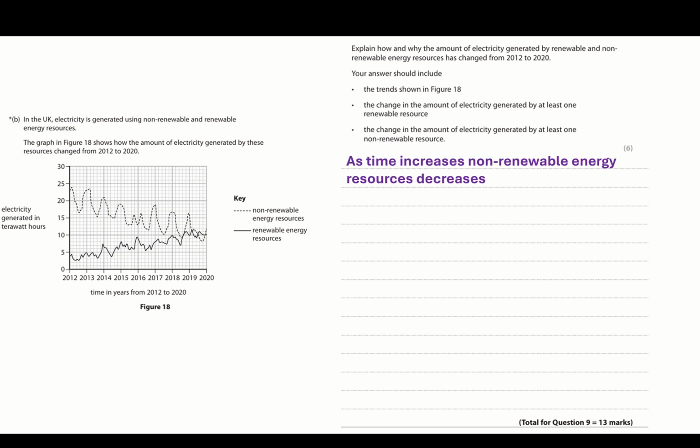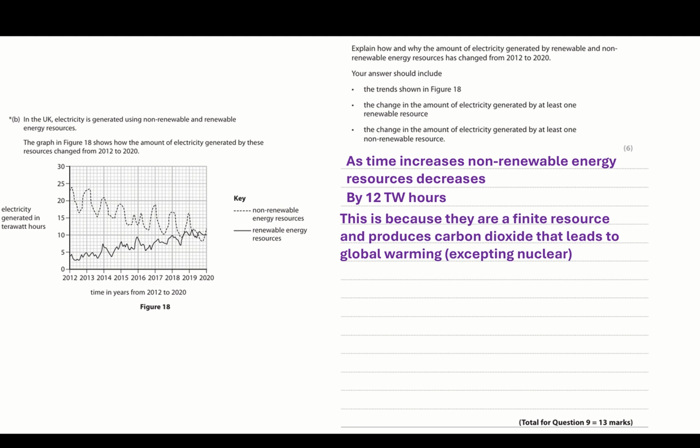So as time increases, non-renewable energy resources decreases. Done. By, and then tell the examiner the amount. So by 12 terawatt hours over, is that 8 years? This is because they are finite resources and they produce carbon dioxide, which leads to global warming. Okay, going on to the next part. I've put in there brackets, taking nuclear energy out of it, which you know my feelings. I think we should use more of that.